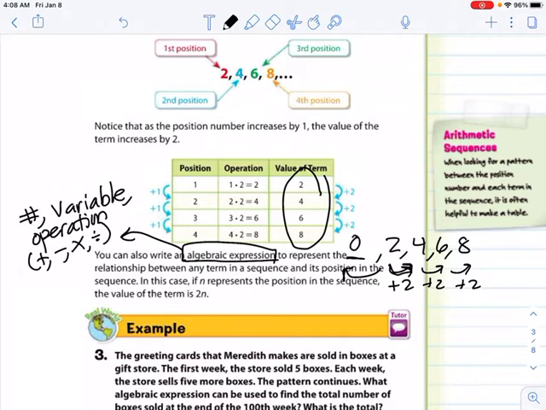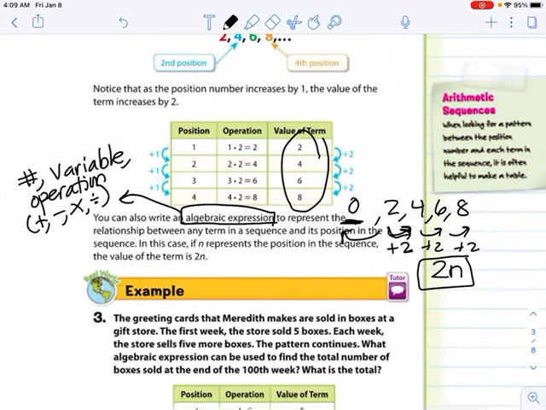So when that's true, then when you're writing your algebraic expression, this number, that is your relationship. That'll be your number. And then you'll see that we use n as our variable here. So 2n would be our algebraic expression. So what that means is that whenever you want to find the value of a term, then you can just plug in that term.